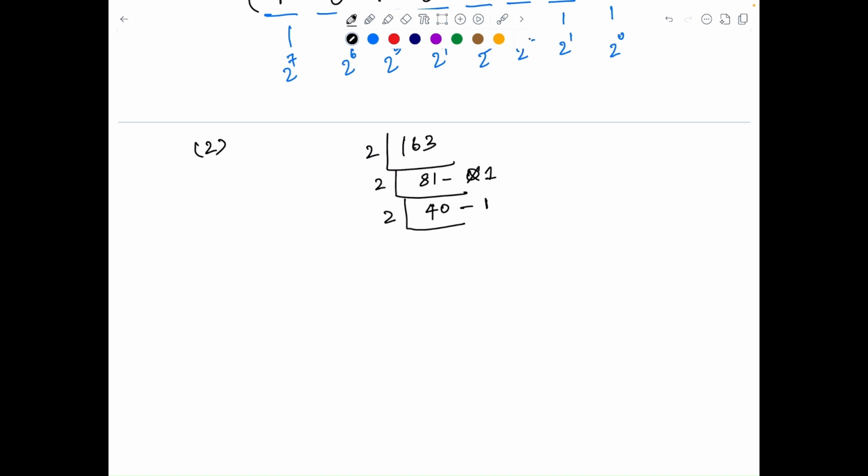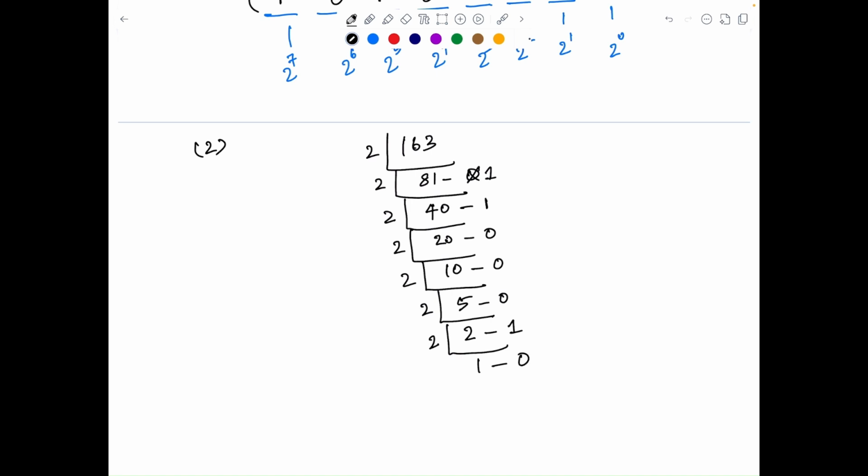And then 40 divided by 2 is 20, remainder 0. Then 20 divided by 2 is 10, remainder 0. Then 10 divided by 2 is 5, remainder 0. When 5 is divided by 2, we have 2, and there is a remainder 1. When you do 2 divided by 2, this is 1, remainder 0, and then 1 with remainder 1.